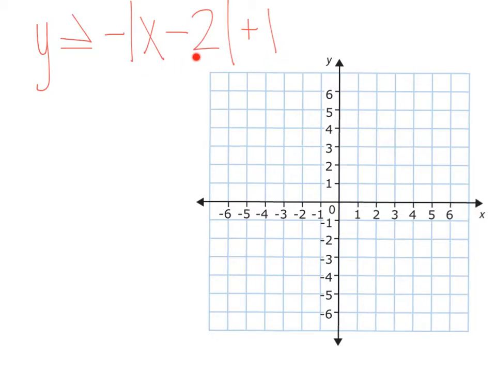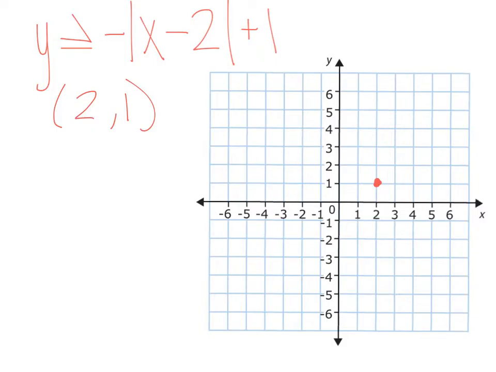So our vertex for this, remember we do opposite of what's inside, keep the same number on the outside. So my vertex is going to be 2, 1. And I would go to +2, +1, and plot a point. Okay, then I'm going to use the number that's in front of my absolute value to find my next point.